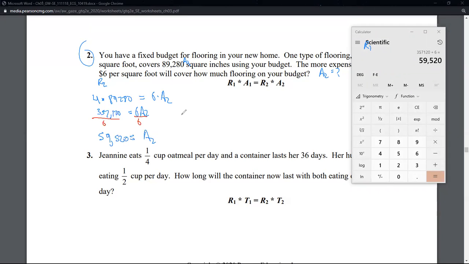That's our A2, but don't just say that's the answer. 59,520 is not the answer. What was the first area measured in? It was measured in square inches, so this is in square inches. So it's 59,520 square inches, or you can say 59,520 inches squared like that.